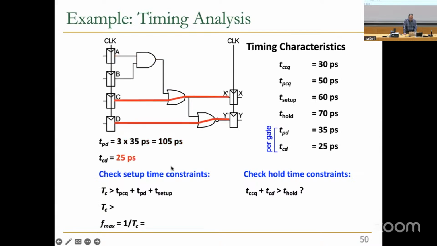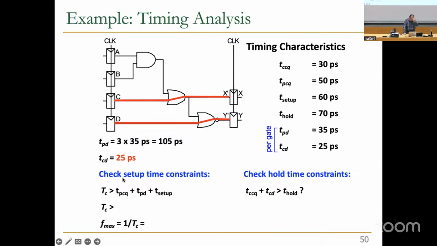What would your contamination delay be? You just go with the shortest path. There are actually 2 shortest paths. You have this shortest path and also these 2 short ones. And then you also need to get your contamination delay. For each of them, we know that the contamination delay per gate is 25. Then the contamination delay of this circuit is 25 picoseconds.